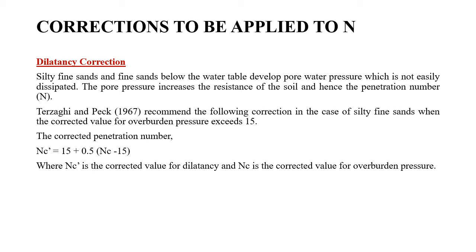Okay, so these are the different corrections that we normally apply to the observed N values to get the corrected N value. Once we get the corrected N value, we can use that corrected N value in all the IS code equations and get the required soil parameters, and we can also apply the corrected N values in the correlation tables and get the other required soil properties. Okay, so only corrected N values are used in the design finally, and not the observed N values.